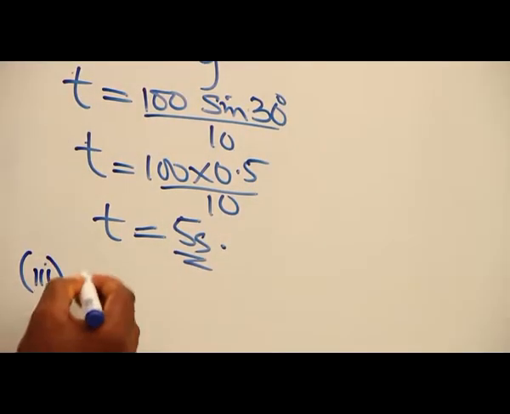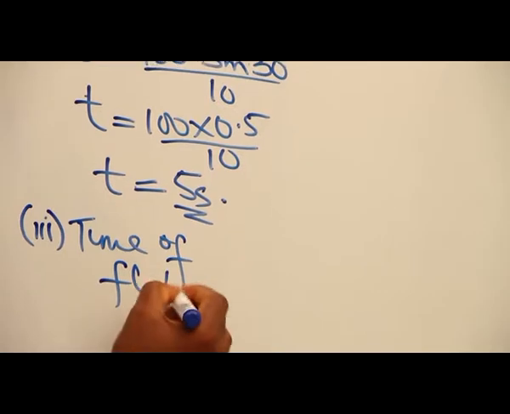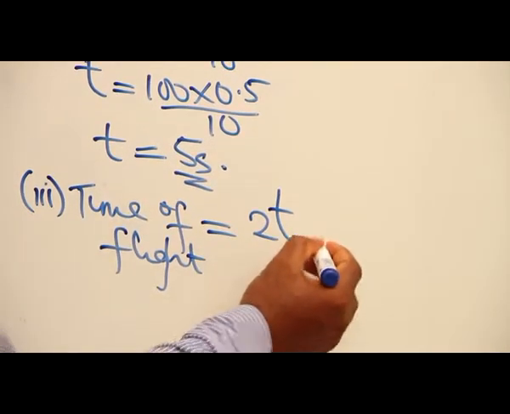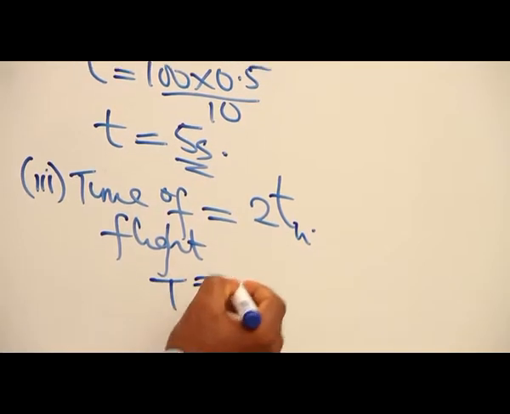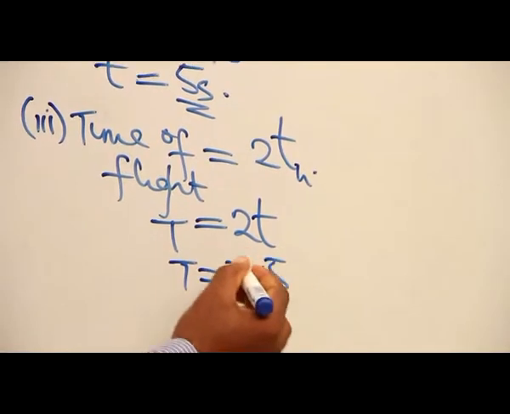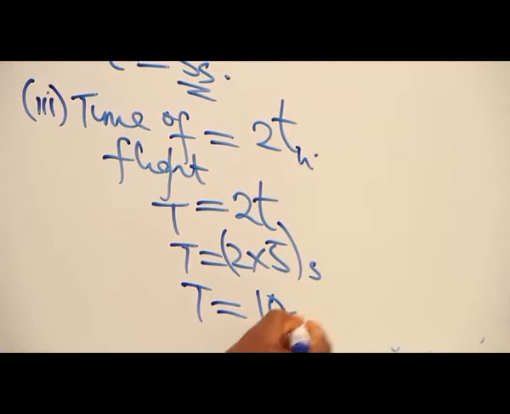The third part, time of flight, is 2 times the time to reach maximum height. So the time of flight is 2 times 5. The time of flight is 10 seconds.